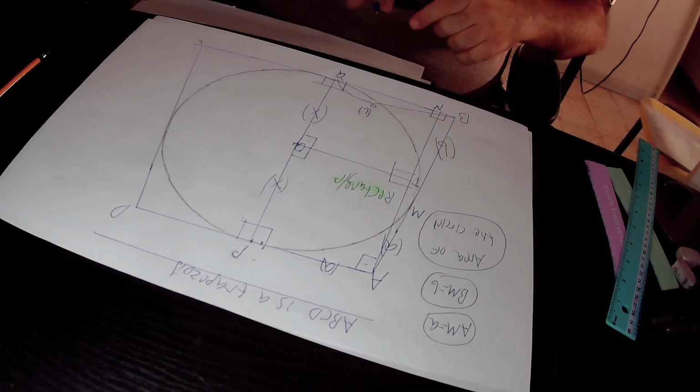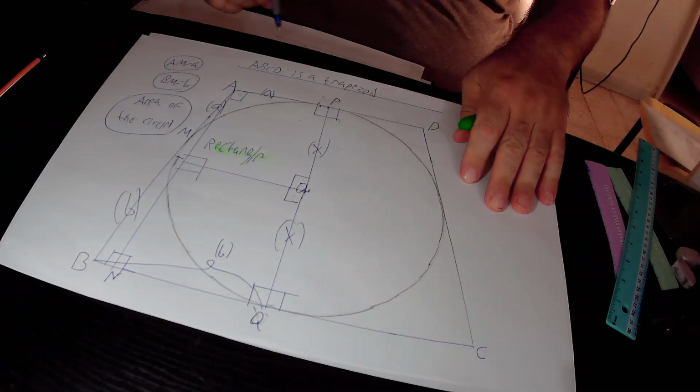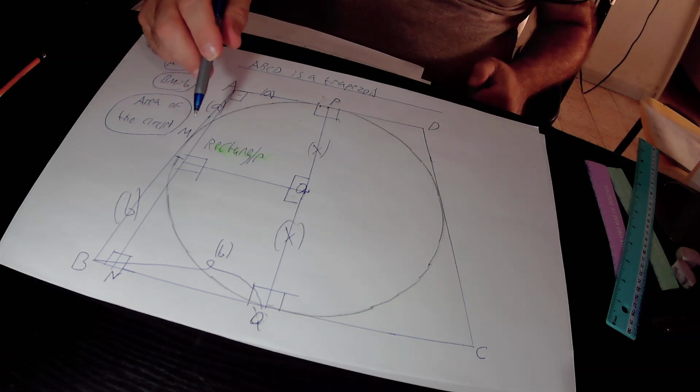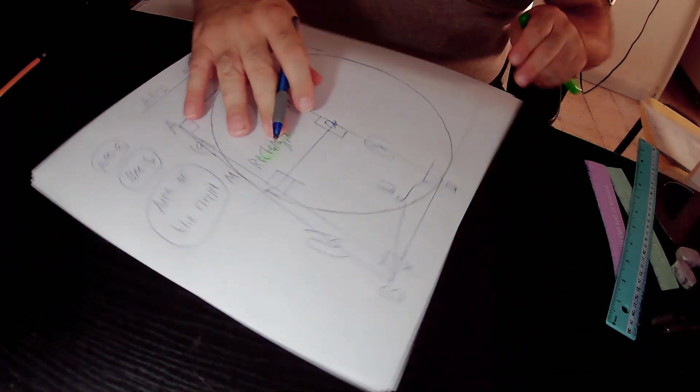But we also know that the opposite sides of a rectangle are equal to each other. So in rectangle APQN, side AP must be equal to the opposite side QN. But AP is a units, therefore QN must also be equal to a units in its length.